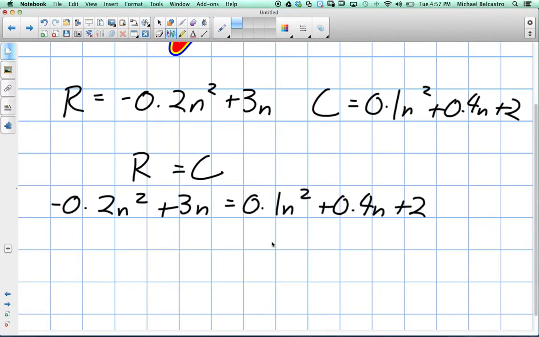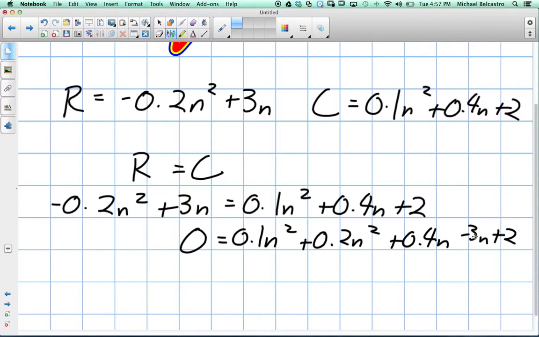Great. Let's move everything to one side of the equation, so I can move everything to the right, okay? 0 is equal to 0.1n squared. This will become plus 0.2n squared plus 0.4n. This will become minus 3n plus 2. So we'll collect our like terms, 0.3n squared, this will become negative 2.6n, and then plus 2. Okay? So we have this.